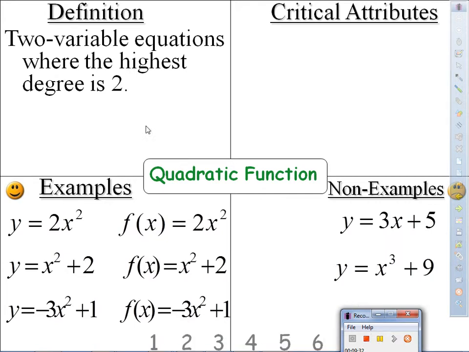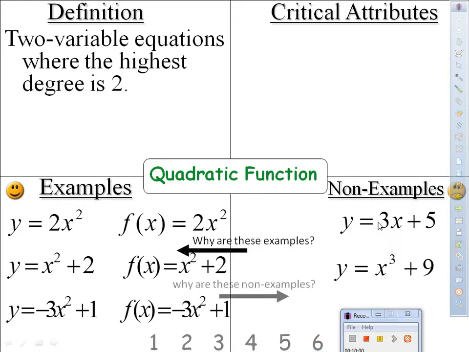So according to the definition, two variables, highest degree of 2. And these, like I said, are exchangeable because instead of y, we just wrote f of x. Are we there? Think about it. Why are these non-examples?